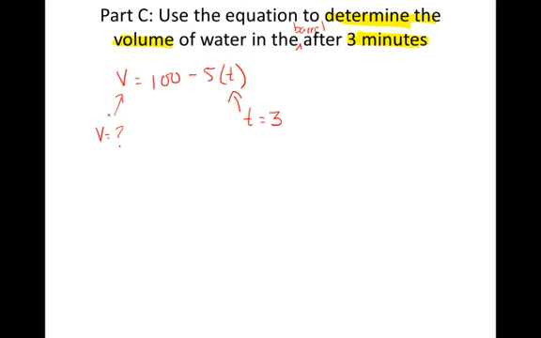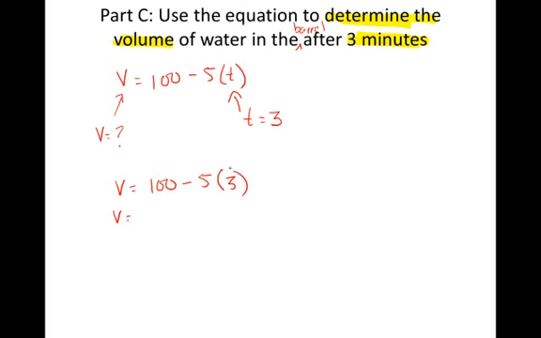I don't know what V is, because it says determine the volume of water in the barrel after 3 minutes. So we know that T is going to be 3, and all you have to do is plug this in and solve for V. So I'm going to have V equals 100 minus 5, and then T is 3 minutes.